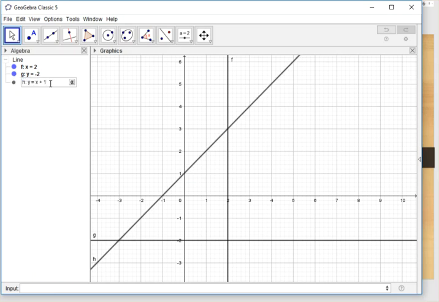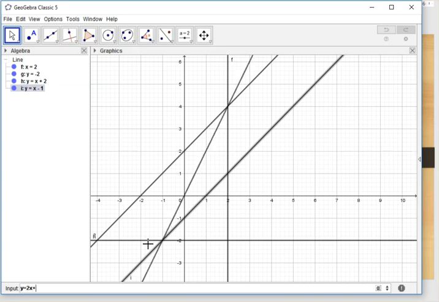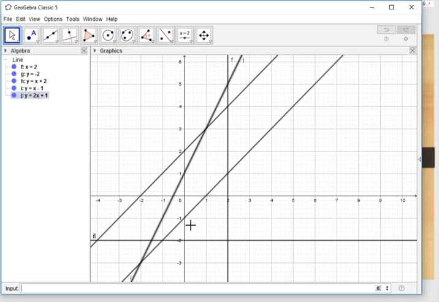If I change that to plus 2, it goes through 2 on the vertical. So the plus number or the minus number tells us where it crosses the y-axis. So y equals x minus 1 crosses at -1. y equals 2x plus 1 and y equals x plus 1, they actually cross through the same point.